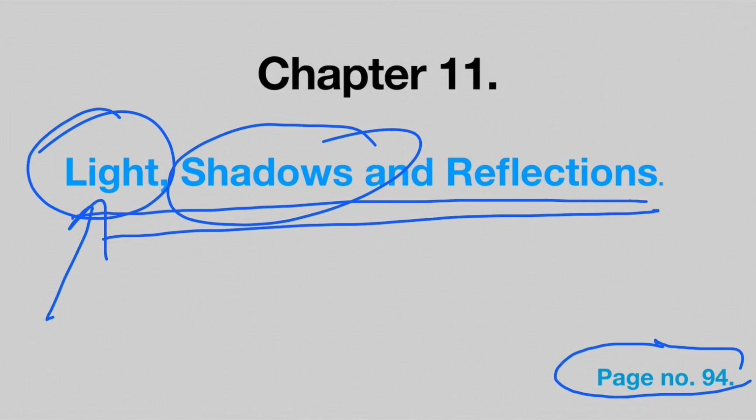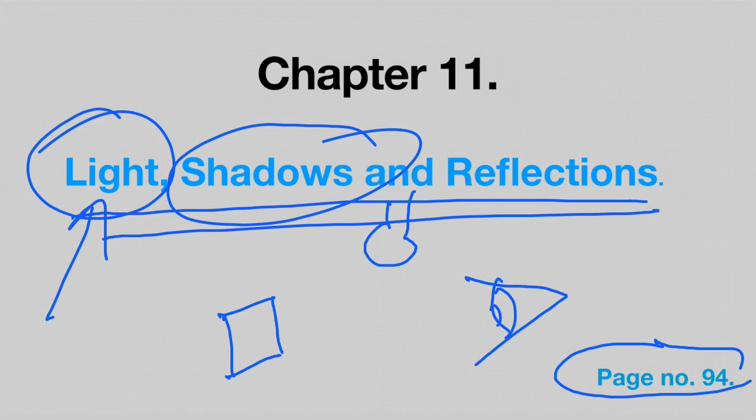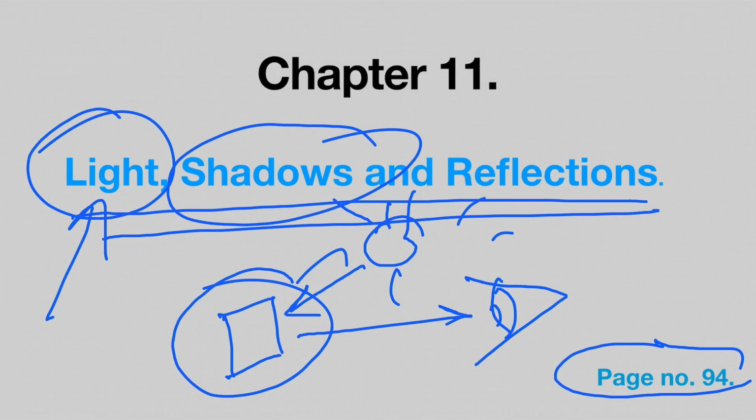Suppose I'll draw an object here. This is, suppose, an object. This side is your eye, and we have a source of light over here. Suppose this is the sun. Now as it shines light over here, some of these light rays will bounce off from this object and reach our eye. It is because of this bouncing of light we are able to see this object. And the phenomenon of this bouncing of light is what reflection means.